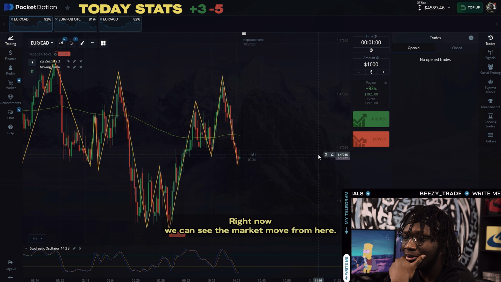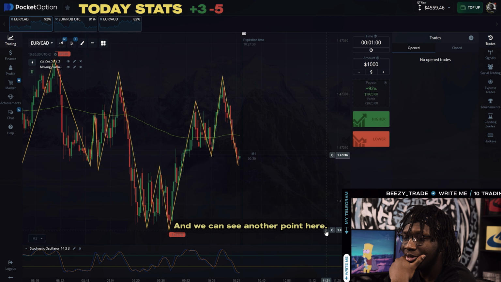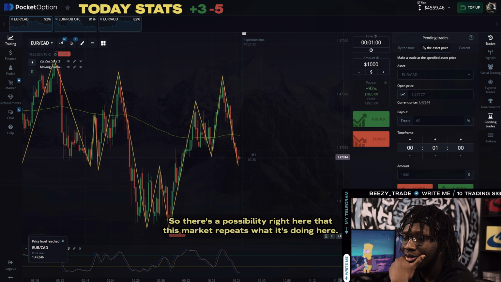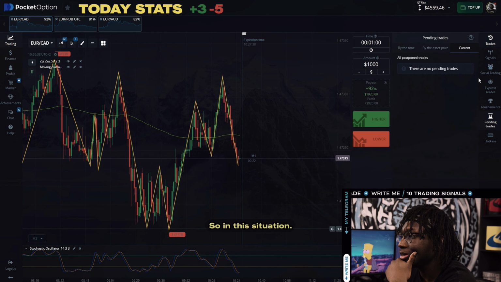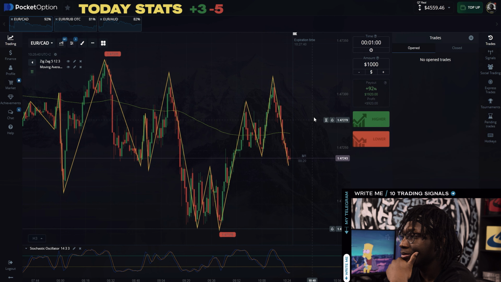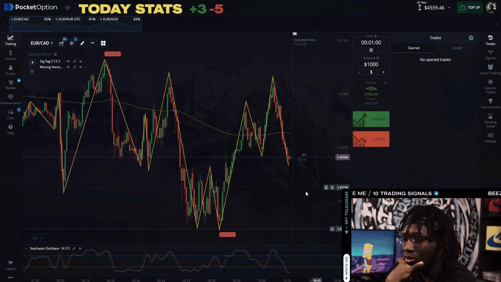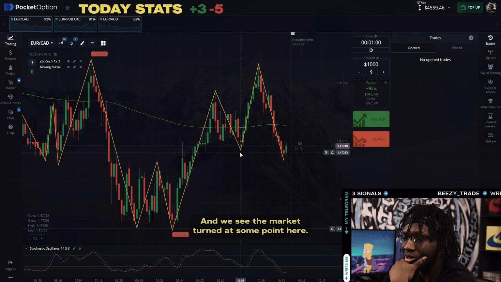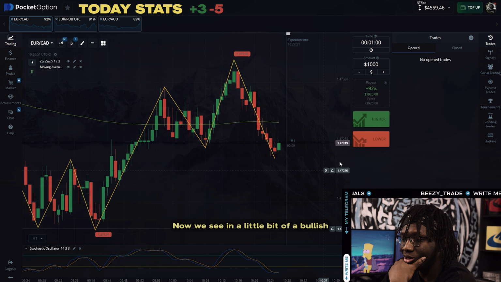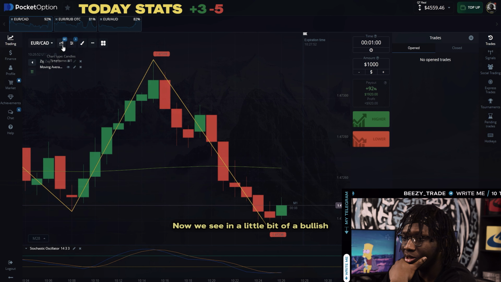Right now we can see the market move from here, and we can see another point here. So there's a possibility right here that this market repeats what it's doing here. So in this situation, we're here for 2 points. We can see that we are well in oversold conditions, and we can see the market turned at some point here. Now we're seeing a little bit of a bullish candle here.